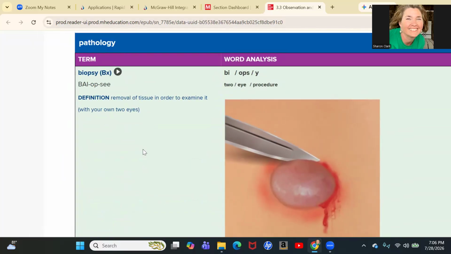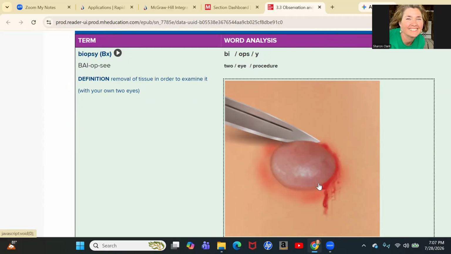And then what can we do to the skin lesion? Sometimes we need to remove it, and that is known as a biopsy. Bi meaning two, ops meaning eye. The procedure is the removal of the skin or the tumor, the macule, the nevus, whatever it may be, that we want to get a better look at under the microscope. You're looking at it with another set of eyes. This is the term, two eyes.